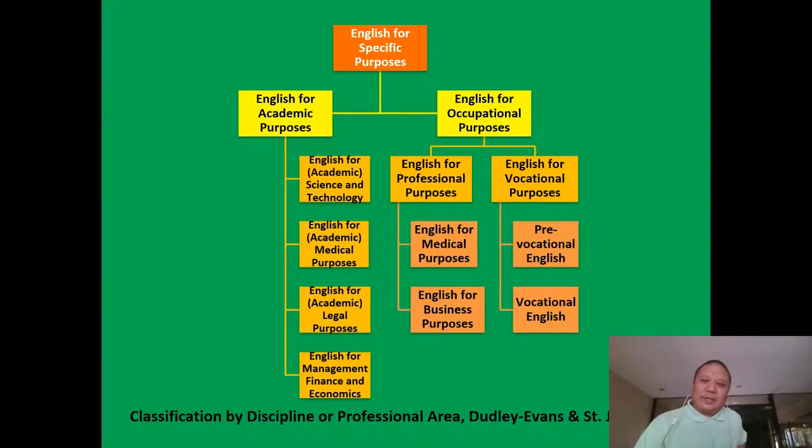Now you can also classify English in ESP by discipline. It could be English for academic purposes or English for occupational purposes. So if it's English for academic purposes, it's more about trying to learn a particular subject. So if it's about trying to learn a specific subject, then it's English for academic purposes. If it's for occupational purposes, then it could be for professional or vocational purposes.